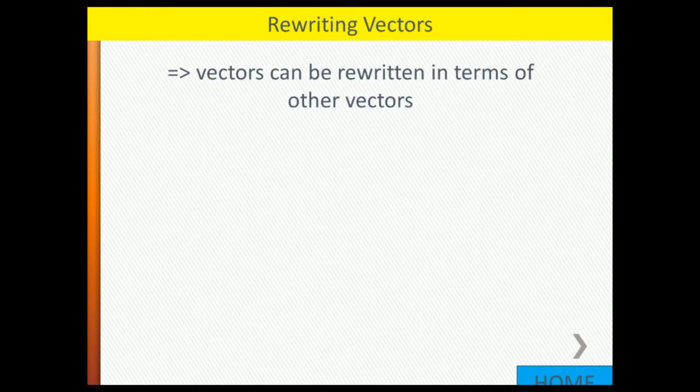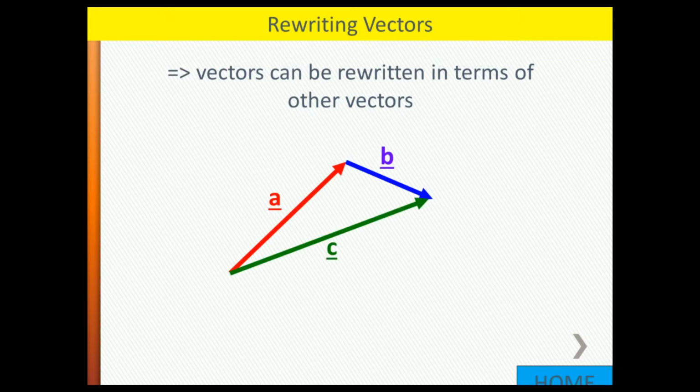Vectors can be written in terms of other vectors. So we have an a, and we have a b, and we have a c. We could see, just like we did before from resultant, that a plus b equals c, because we can take that path, or we can go that path, and that will take us to the same starting point and end point, so they're the same.